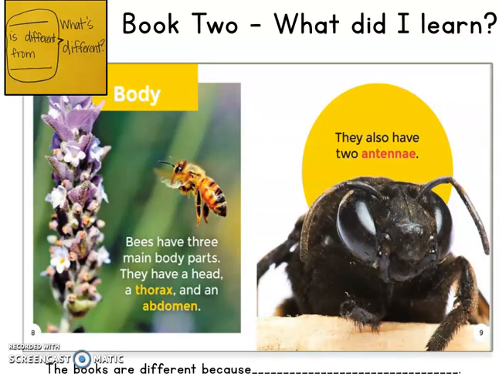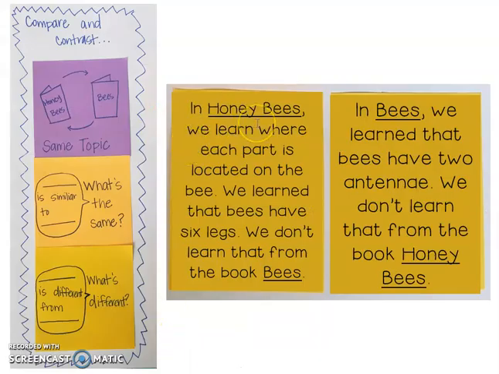Now let's look at book two, and I'm going to think, what did I learn? Well, you know what? The words didn't teach me in the first book about antennas, did it? It only taught me about the three main body parts and the six legs. So I'm going to write that on my other sticky note. Let's see what I wrote down. In Honeybees, or book one, we learn where each part is located on the bee. We learned that bees have six legs. We don't learn that from the book Bees. In Bees, book two, we learned that bees have two antennae. We don't learn that from the book Honeybees.